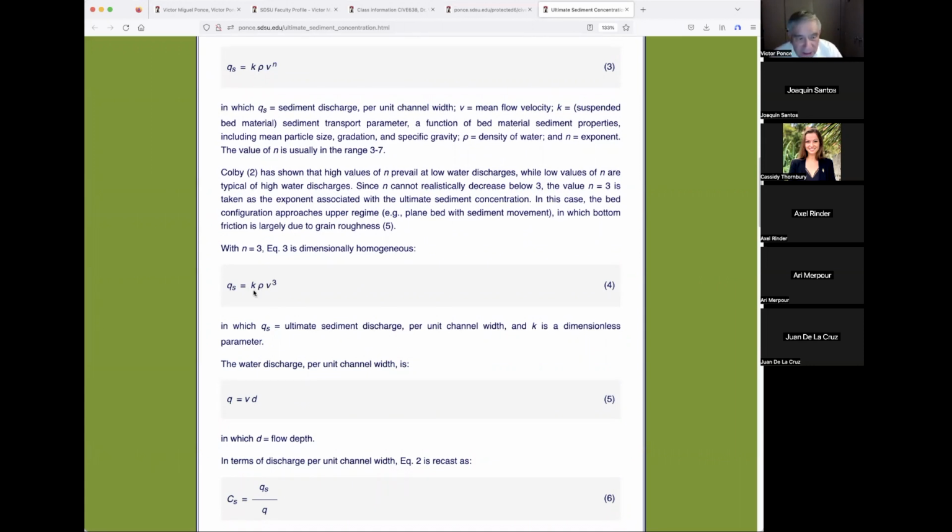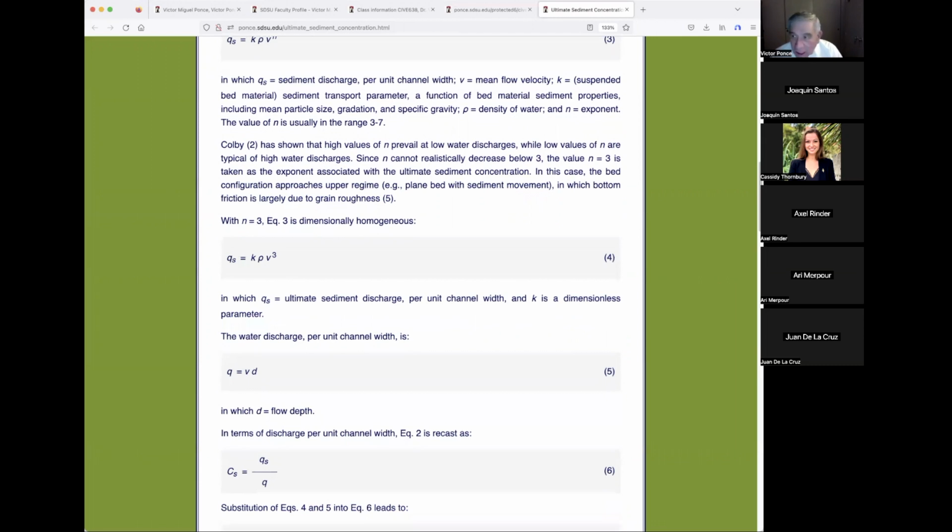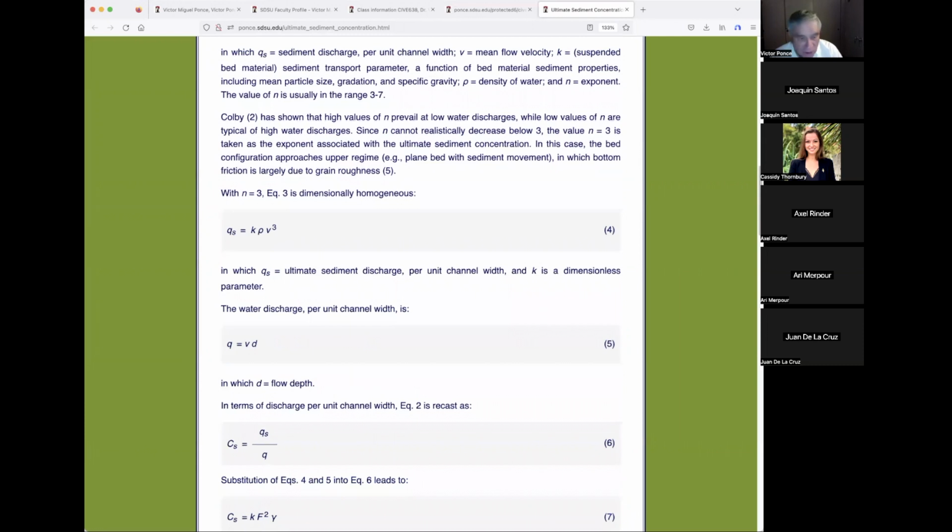The K is dimensionless, like in the case of what we talked about, the Lane relation, and the V is 3, and therefore everything jibes, and K is a dimensionless parameter. We already briefly talked about this when we discussed the modified Lane relation. The water discharge, we know that.